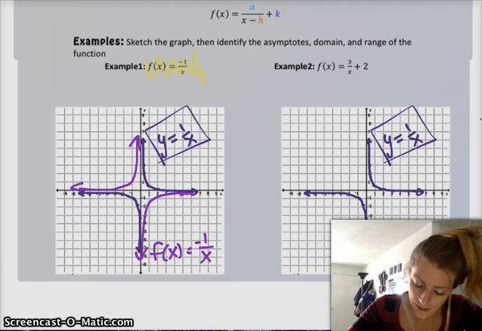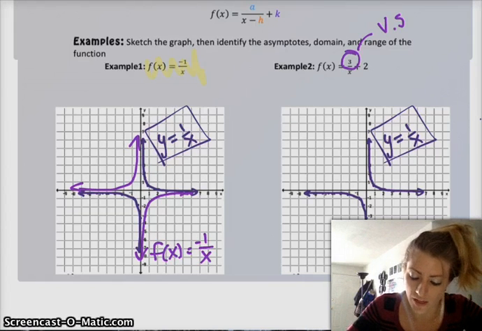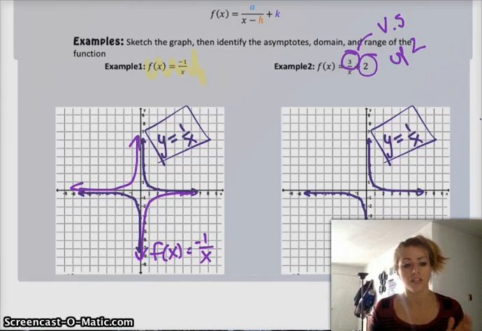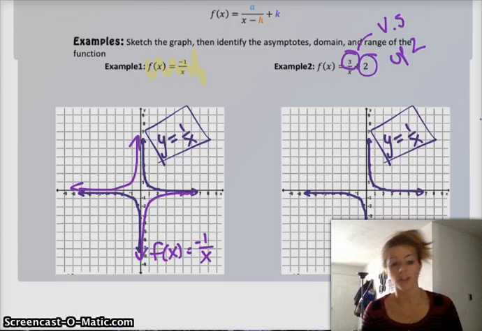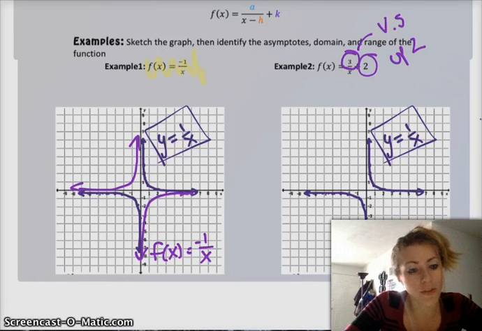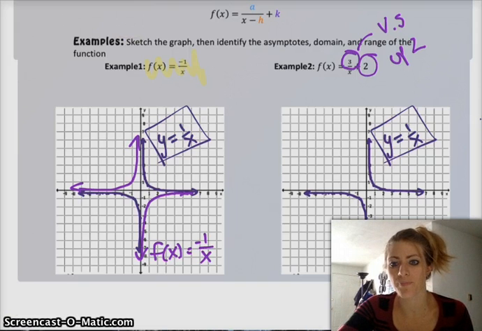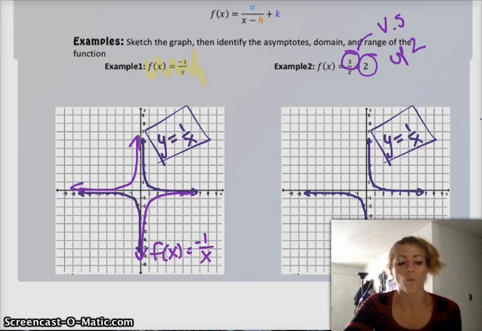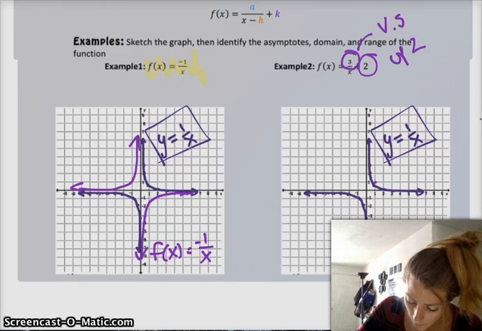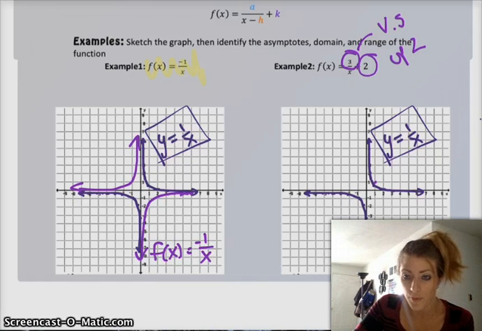Okay, next example. This 3 here is a vertical stretch by a factor of 3. And then that plus 2 is a translation up 2, because it's outside the function, therefore it's vertical, and we're going up 2. So I can take a couple points and move them if I want to, depending on the requirement for the graph. But basically, with a vertical stretch, you're multiplying every y value by a factor of 3. So this point that was 1, 1 now becomes 1, 3.